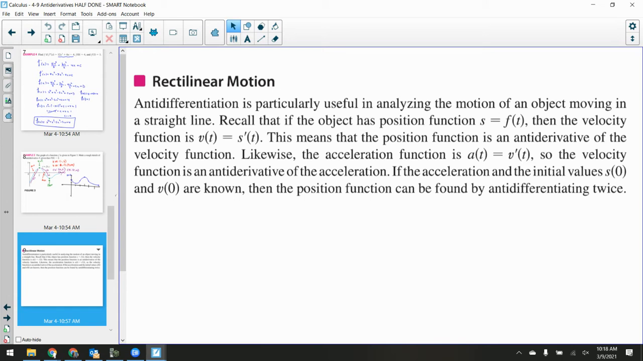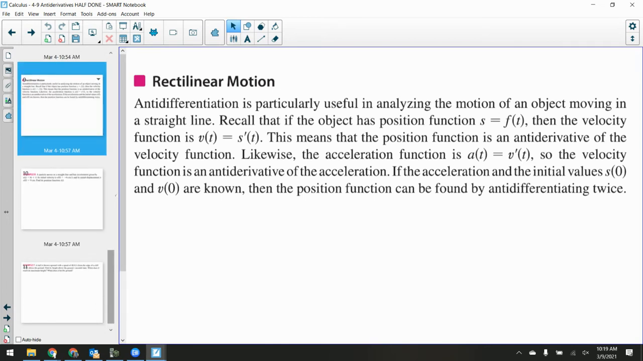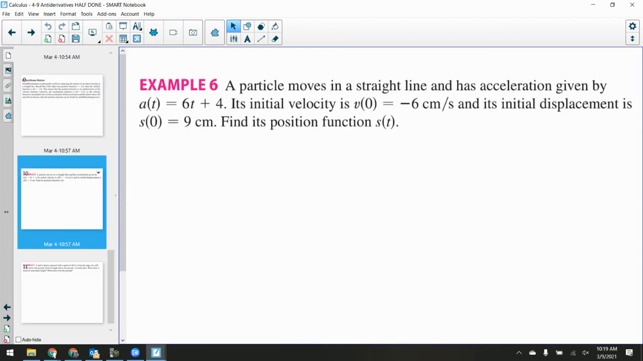Antidifferentiation is particularly useful in analyzing the motion of an object moving in a straight line. Recall that if the object has position function s, then the velocity is s prime, and the acceleration is v prime. The velocity is s prime, and so the acceleration is v prime, so therefore acceleration is s double prime, right? We can use that to work ourselves backward, knowing the acceleration, to find the position.